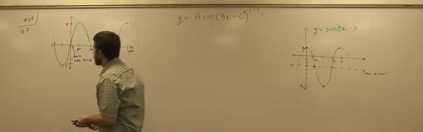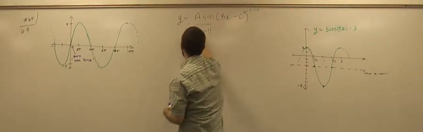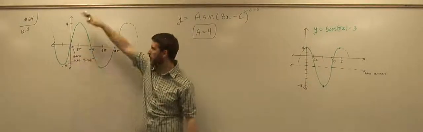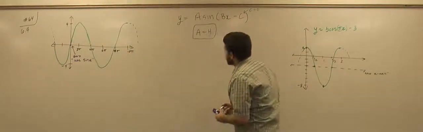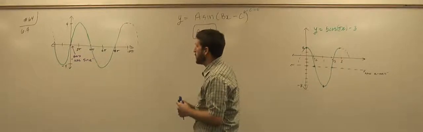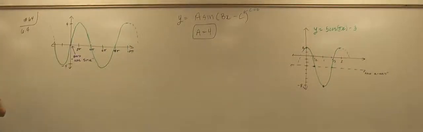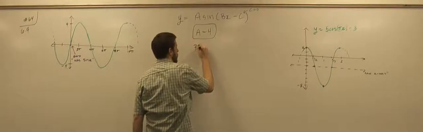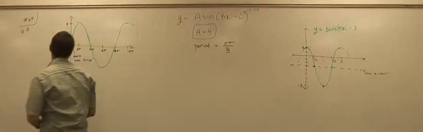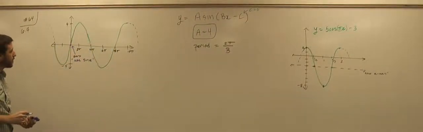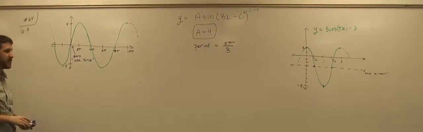We do need to worry about A and B. What do you think A is going to be? 4. Why? Because it goes up and down 4 from the x-axis. So then really the only tricky thing here is B. How do you find B? B is related to the period. 2 pi over B is equal to the period. That's your formula. So if you can look at the graph and figure out the period, then you can figure out what B is. So what's the period here? 8 pi. Why is the period 8 pi?